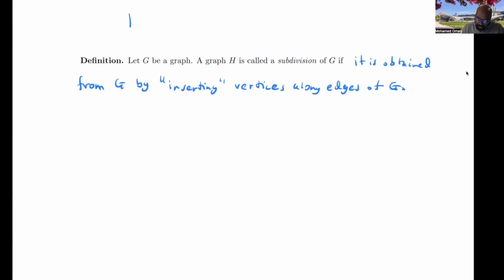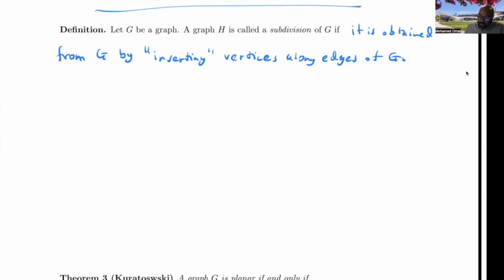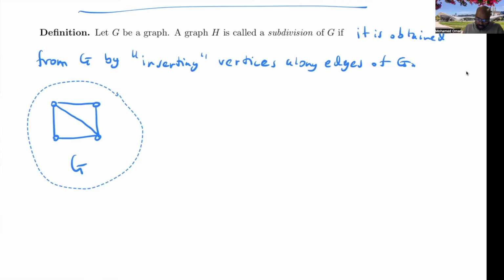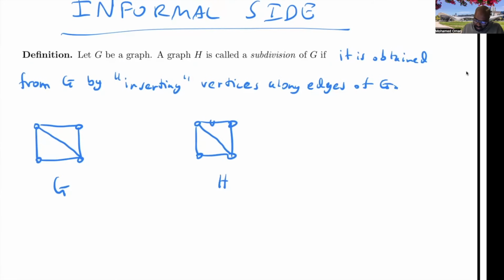So I'm going to put here that this is an informal slide, meaning you're not going to be tested on this, but it just gives you a sense of a different way to recognize graphs that are planar or not planar. So for example, if I had a graph like this, there's G. Now I make a copy of G, and along edges of G, I put some extra vertices. I say this is informal because we don't talk about graphs geometrically, but it's something like this.